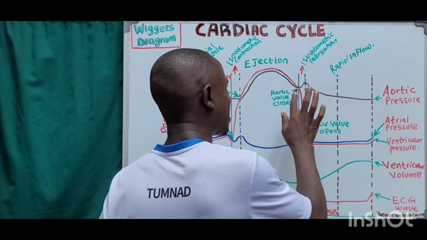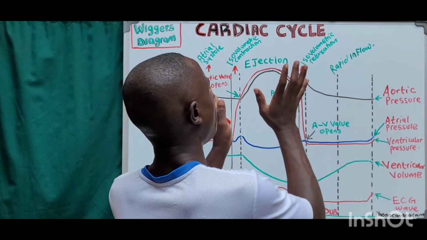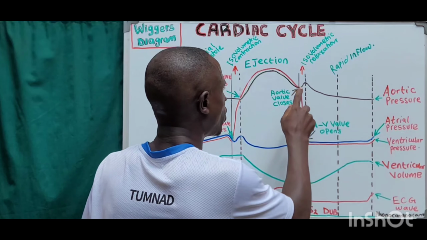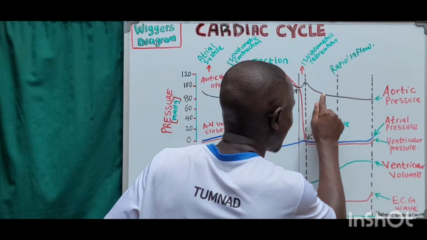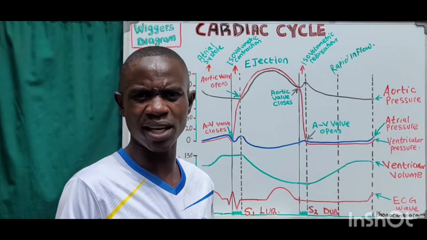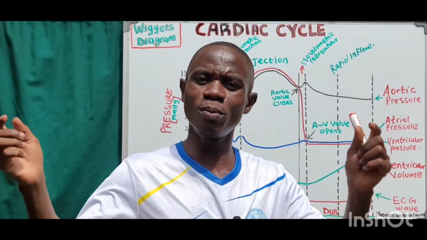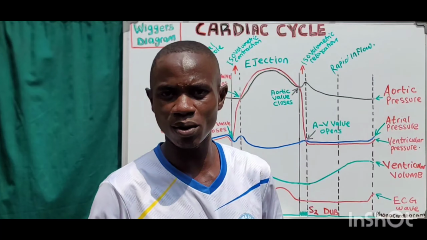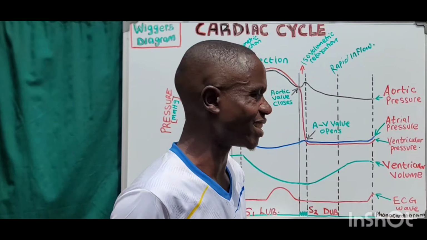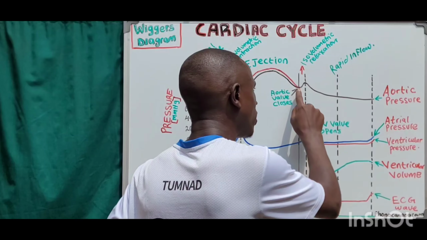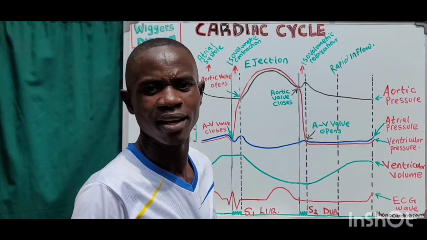But of course, as the blood is now leading to the upper extremities and the lower extremities, the aortic pressure is going to be slightly decreasing. However much it is slightly decreasing, it is still going to be more than the ventricular pressures, meaning that the aortic valves are still going to stay closed.